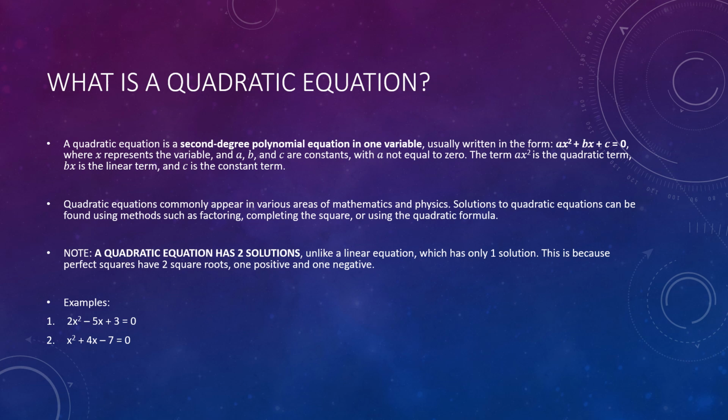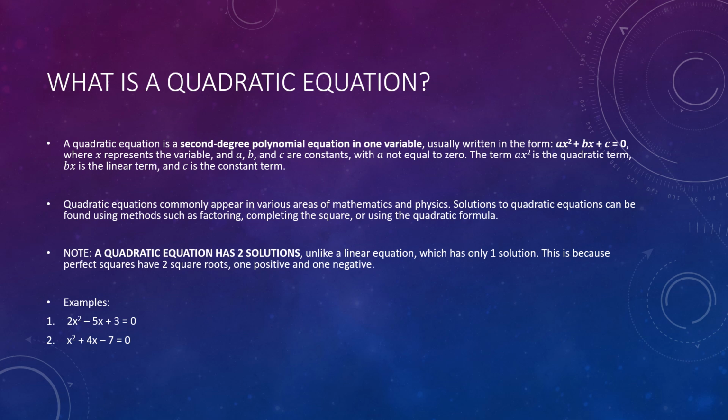Quadratic equations commonly appear in various areas of maths and physics. Solutions to quadratic equations can be found using methods such as factoring, completing the square, or using the quadratic formula. Today we are going to learn how to solve a quadratic equation using the method of factoring. Now an important note. A quadratic equation has two solutions, unlike a linear equation, which has only one solution. This is because perfect squares have two square roots, one positive and one negative.